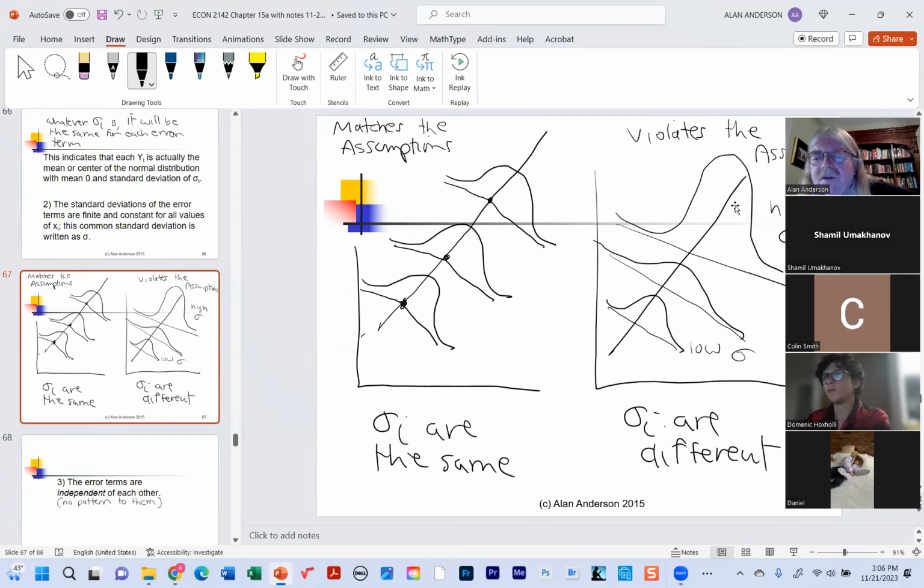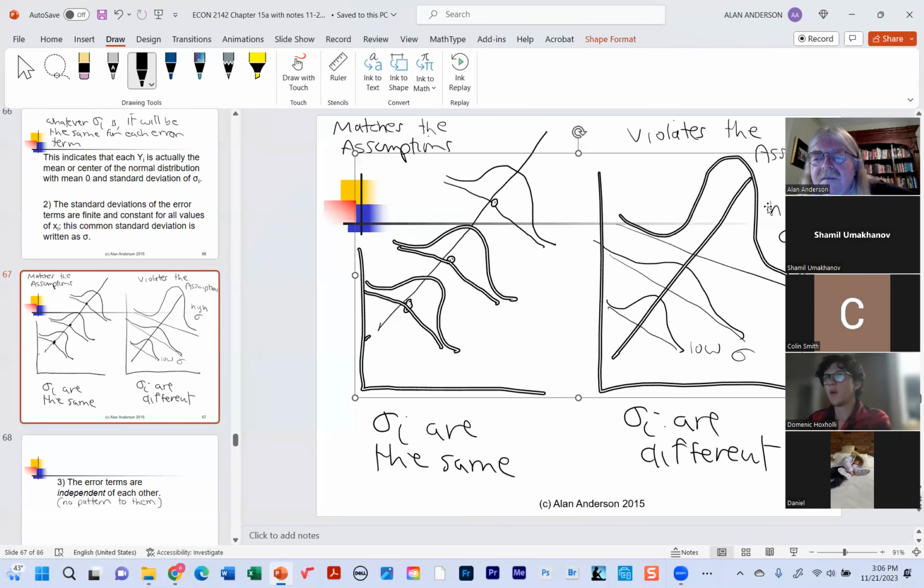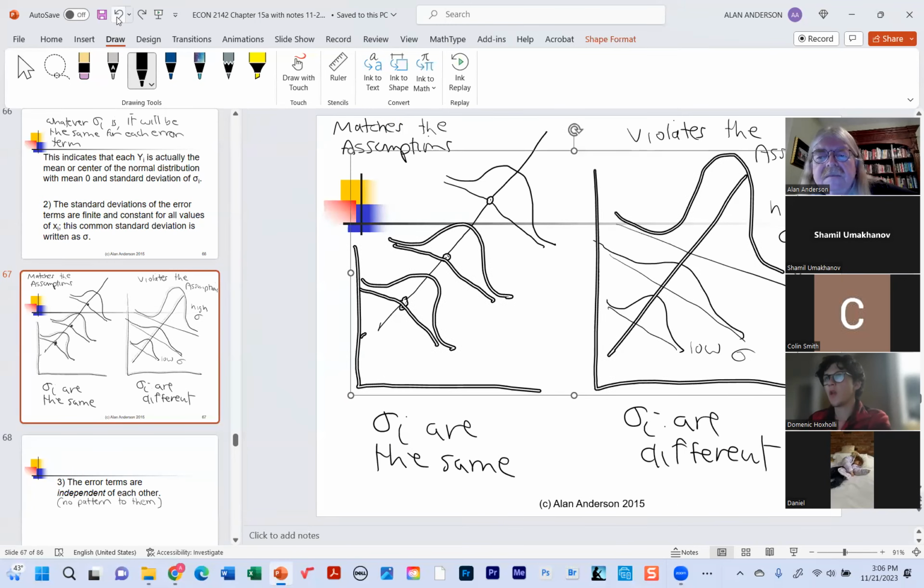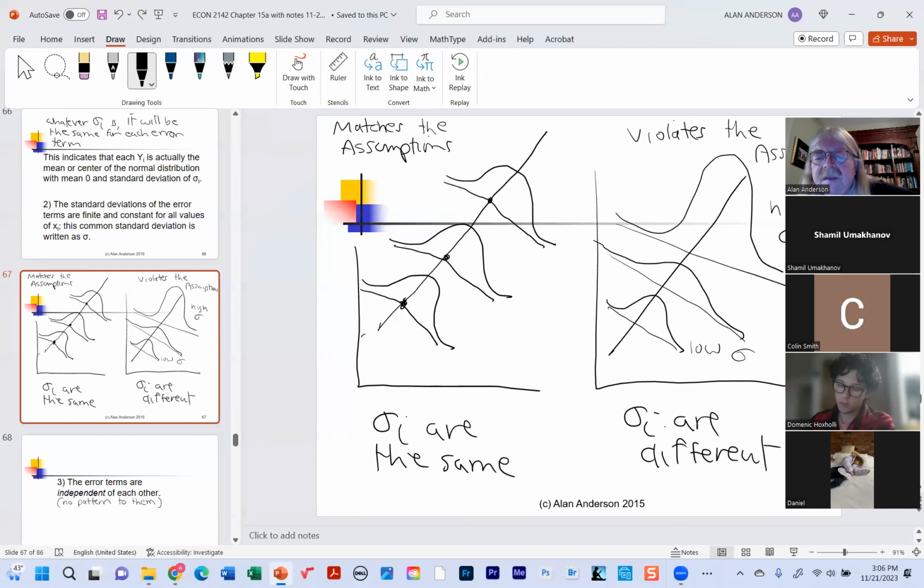Okay, you see what I mean? They're not all spread out equally. So the one on the right, they have different standard deviations, and that is a problem that we have to contend with. All right, and we'll see more about that later on.